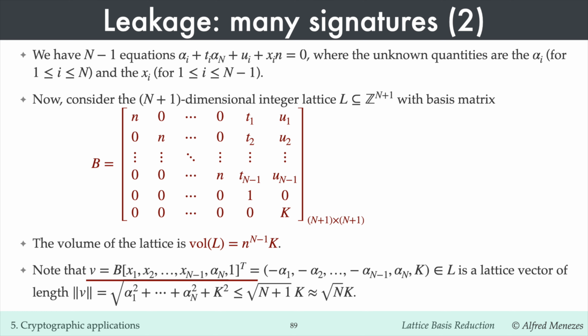Now, we have a lattice vector V, defined to be the matrix B times the vector x1, x2, up to xn minus 1, alpha n, 1, which you can check equals minus alpha 1, minus alpha 2, up to minus alpha n minus 1, alpha n, K. Notice that the first n components of V are the unknown alpha i values that the adversary is trying to recover, and the final component is K, which the adversary knows. This lattice vector has length bounded by the square root of n times K.